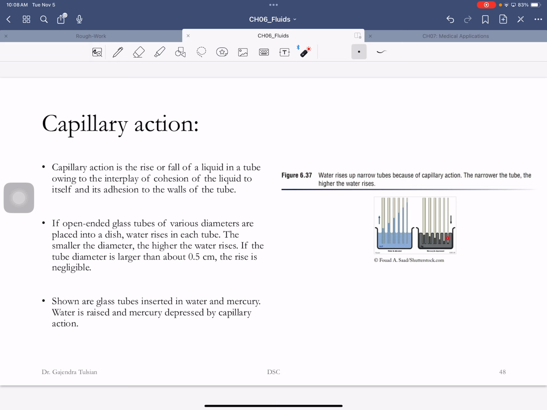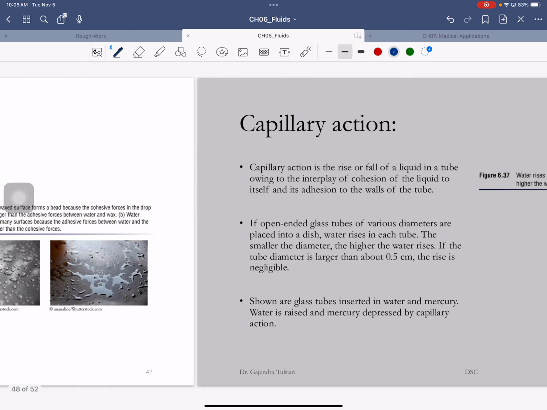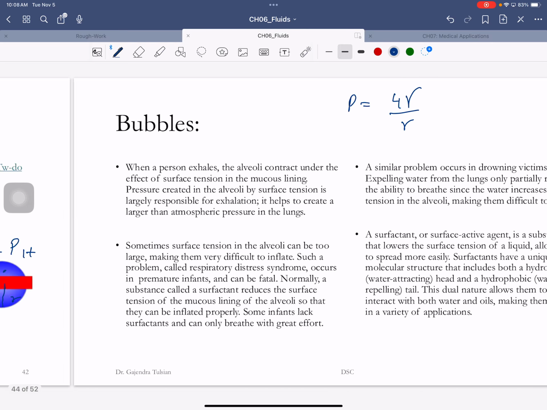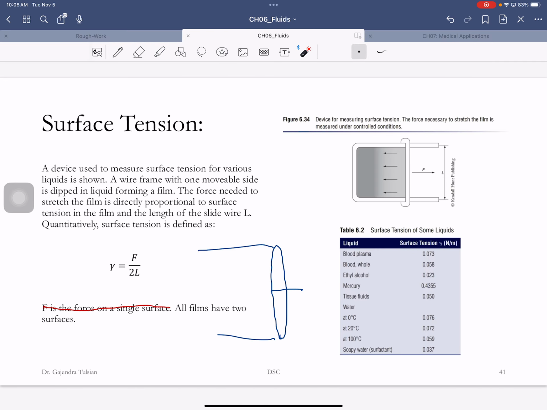Here's the behavior of mercury in the same set of tubes. In this capillary, water is rising; mercury, on the other hand, is depressed. In the case of mercury, the cohesive forces are greater than adhesive forces. For mercury, the cohesive forces are greater than adhesive forces, and so this surface tension for mercury tells you their cohesive forces are so much larger than for water.